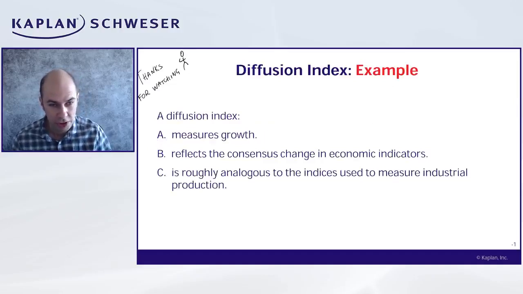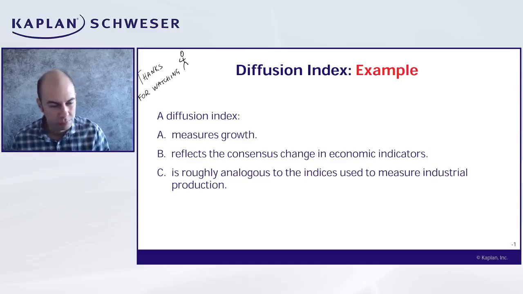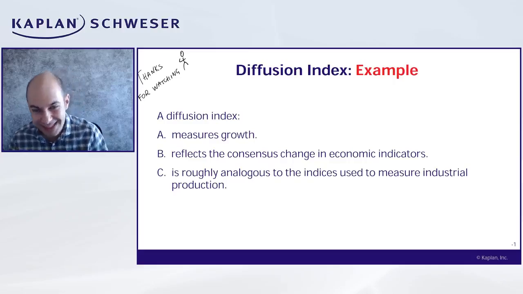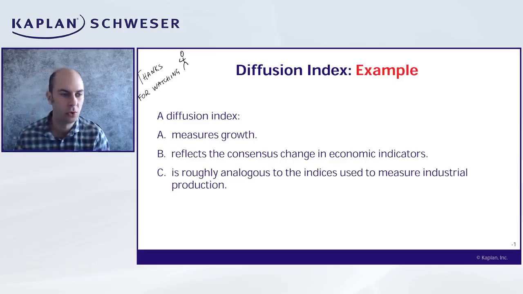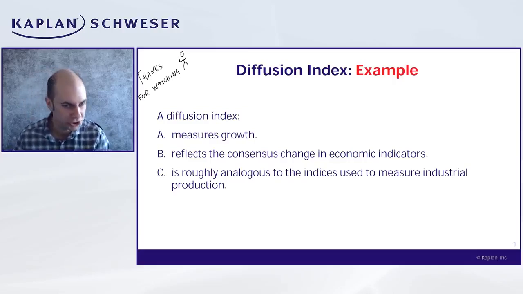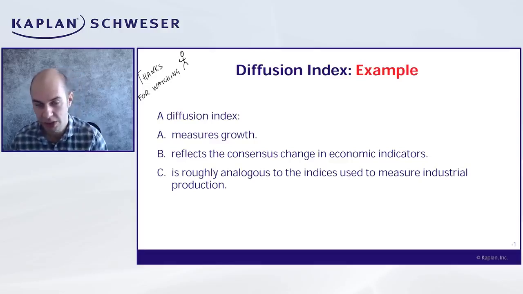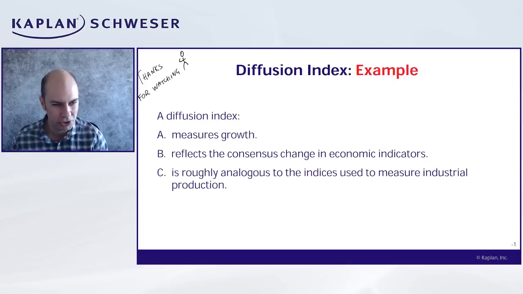Okay, there's another question here on a diffusion index. So a diffusion index is: Alpha, a diffusion index measures growth; or Bravo, reflects the consensus change in economic indicators; or Charlie, is roughly analogous to the indices used to measure industrial production. Okay, now that kind of question could puzzle me if I haven't recently looked at what a diffusion index is, right? So it's not my favorite question. I do like my analytical questions or my little formulae questions better than this type of thing.